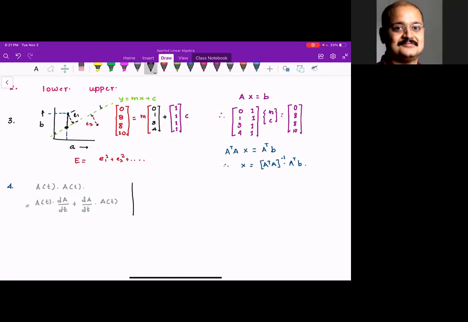Okay. And what is the answer you got? I got negative a plus delta a whole square into delta a upon delta t into a square. Okay, so let me write that equation. So are you talking about this equation? No, right? Yes.